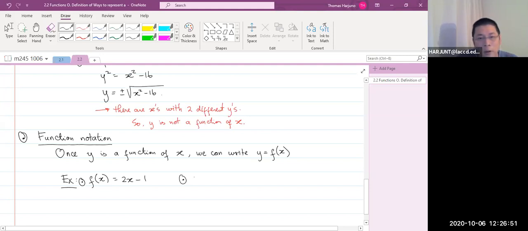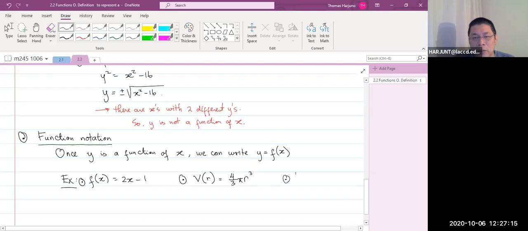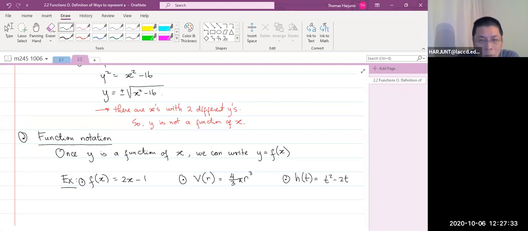Or we can also write using other symbols. We write phi of r equals 4 over 3 pi r cubed, for example. This means phi is a function of r. Or h(t) equals t squared minus 2t. In this case, h is a function of t. For every t you plug in, you will have only one value for the f, for the phi, for the h.